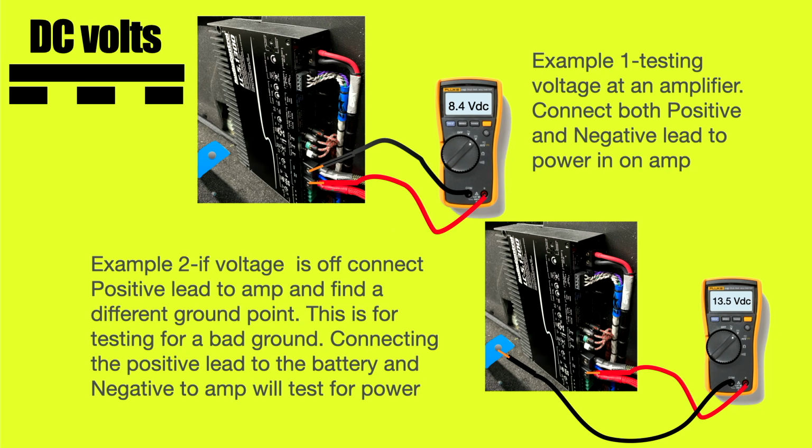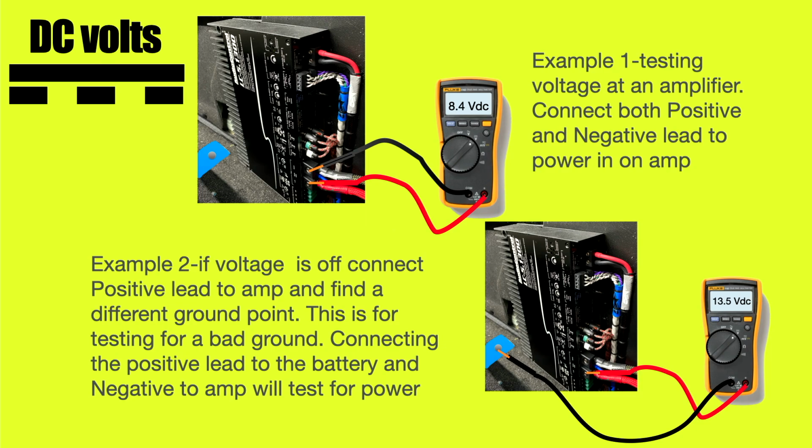Example 1. Testing voltage at an amplifier. Connect both positive and negative lead power to the amp. So what you see in the picture here is us testing to see what kind of voltage we're getting at the amplifier. We just go to the set screws on the amp. Oh no! We only have 8.4 volts. What could possibly be the problem?